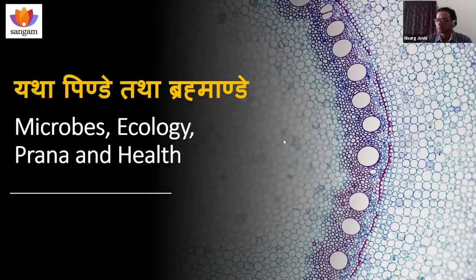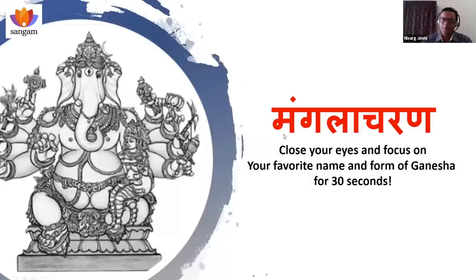So before we start, I would like all of you to close your eyes and focus on your favorite name and form of Ganesh for at least 30 seconds. As we move along with this talk, you will realize why this exercise is required. So please close your eyes, take a deep breath, and focus on your favorite form of Ganesh. My favorite form, as shown in the picture, is Mahaganapati. And there are certain things that you will see in the hands of Mahaganapati. We will talk about them in this talk.